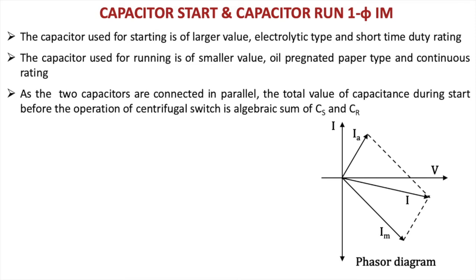As the two capacitors are connected in parallel, the total value of capacitance during start, before the operation of the centrifugal switch, is the algebraic sum of the start capacitance and the run capacitance.